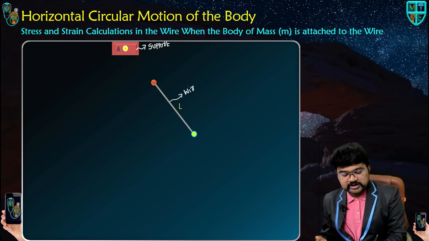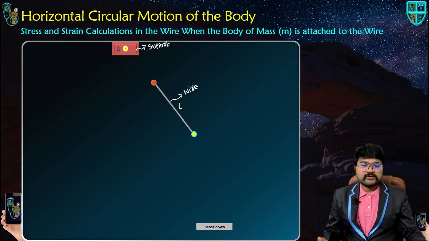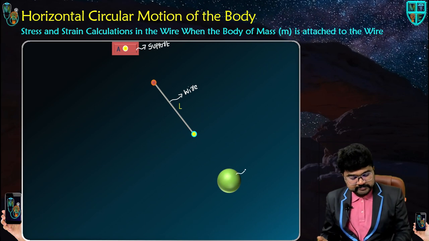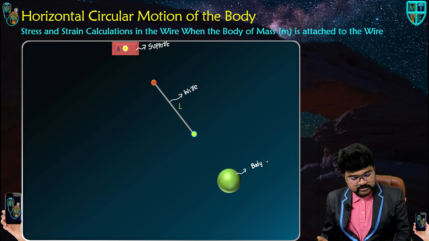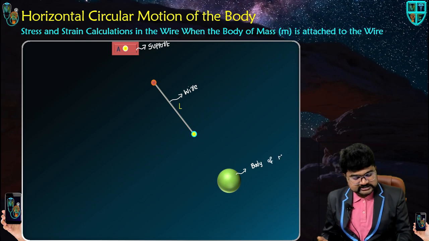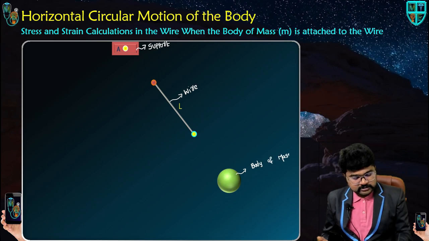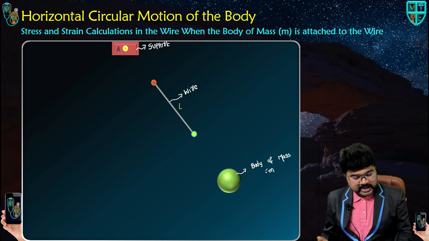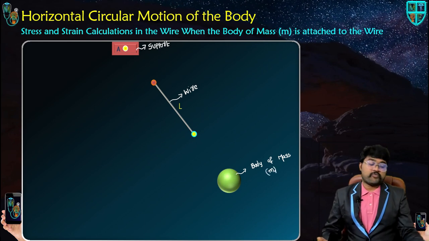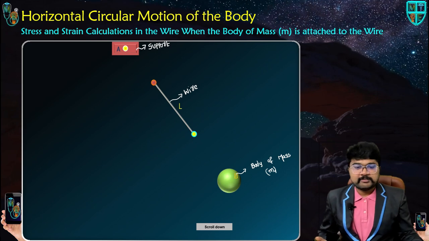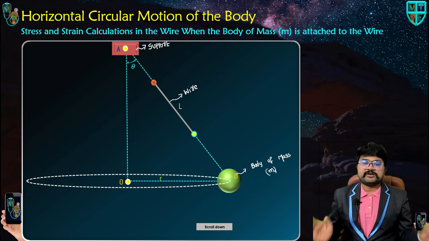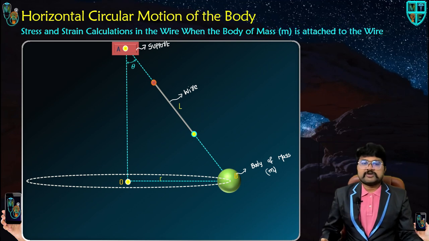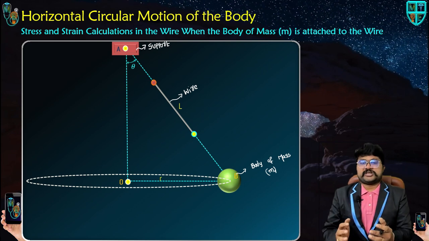We need to draw the free body diagram for the wire, and for the body of mass M. You will be drawing the free body diagram for the body and the wire. I will tell you the procedure by using the table. See this, this is the circular motion. First you can focus on the tension in the string.